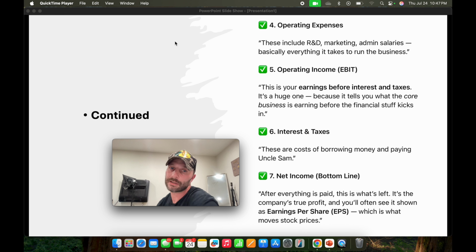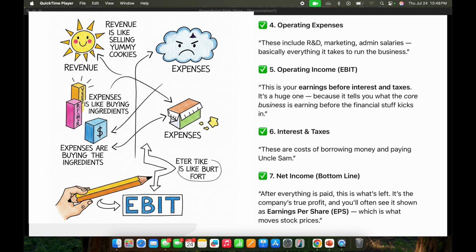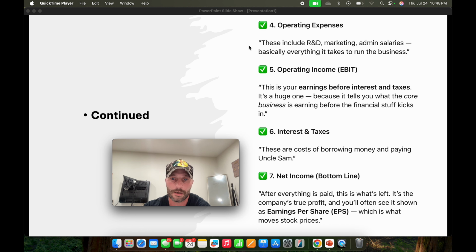Operating expenses. These include research and development, marketing, admin salaries, basically everything it takes to run the business, guys. Okay. Operating income. This is your earnings before the interest and taxes. It's a huge one because it tells you what the core business is earning before the financial stuff kicks in. All right, let's repeat that one. This is your earnings before interest and taxes because it tells you what the core business is earning before the financial stuff kicks in. All right.